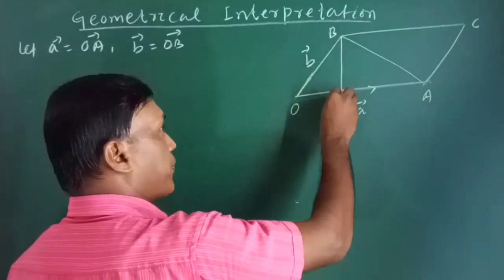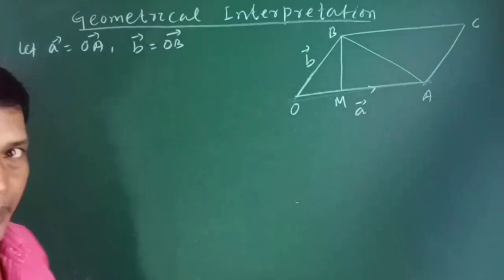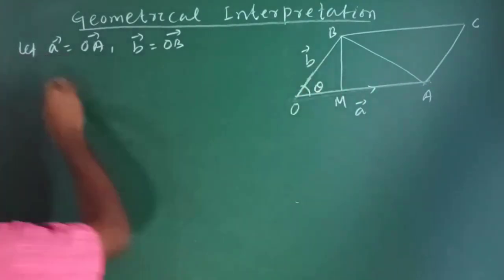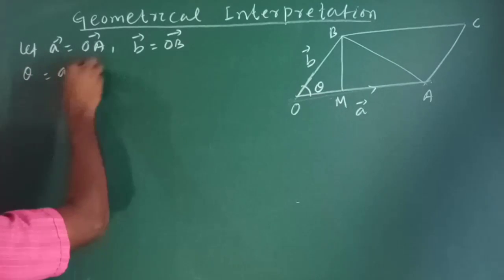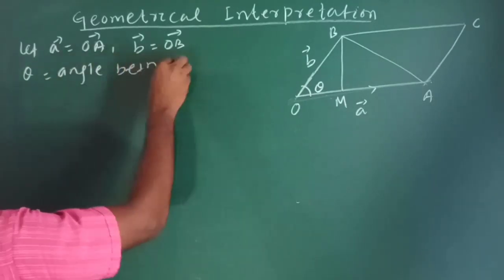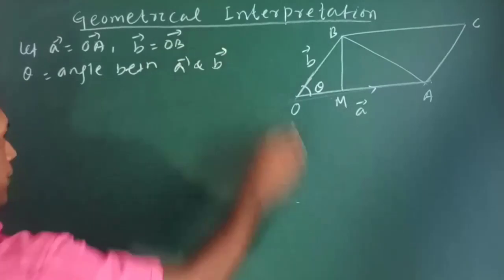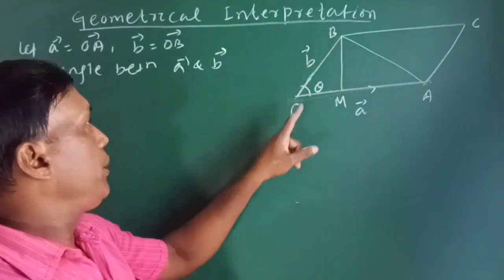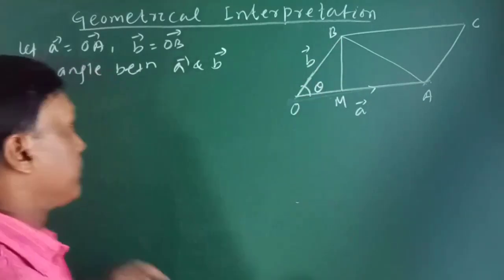Suppose BM is perpendicular to OA. Now the angle between them is theta. Theta is the angle between A vector and B vector. Now look here, BOM is a right triangle.